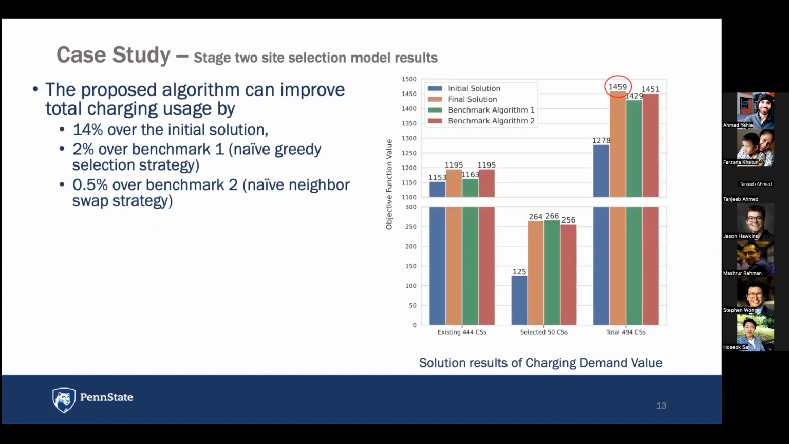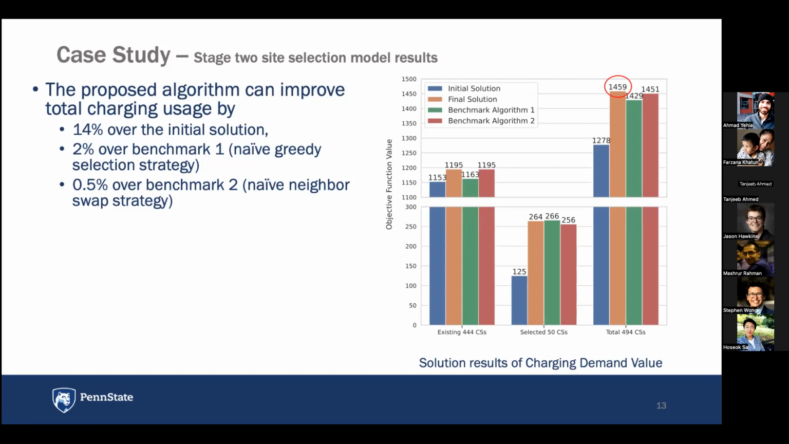So this is the solution result of charging demand value. In the figure, the y-axis is the charging station usage value. The x-axis is the existing charging station, newly selected charging stations, and their summary. Each contains the initial solution, the proposed algorithm solution, and the solution of two benchmark algorithms.